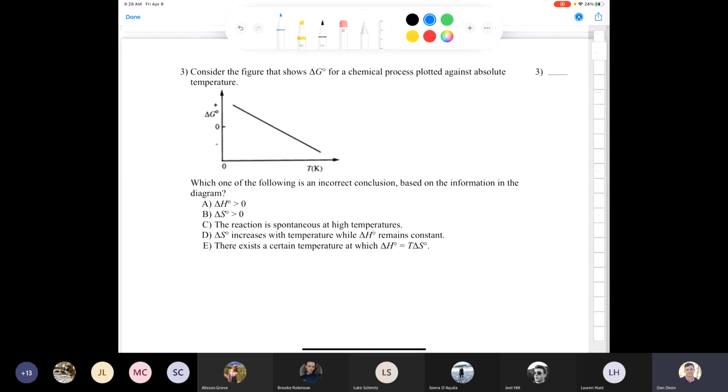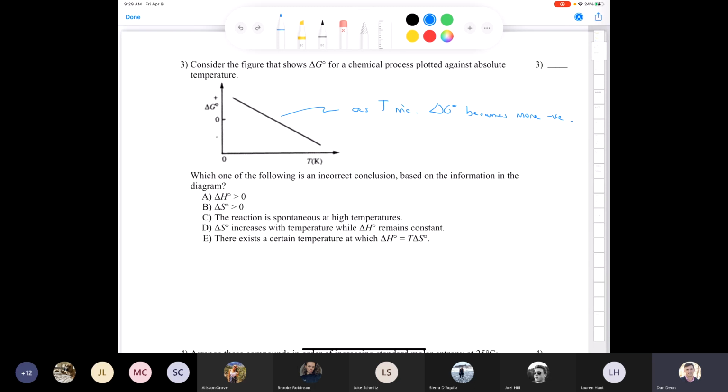And you can see in this reaction that as the temperature increases, delta G naught becomes more negative, right? It's dropping down and down, so it's getting more spontaneous at a higher temperature. So the question is, which one of the following is an incorrect conclusion based on the information in this diagram? Well, first of all, if the delta G is becoming more negative as temperature increases, that means the reaction is becoming more spontaneous as temperature increases.